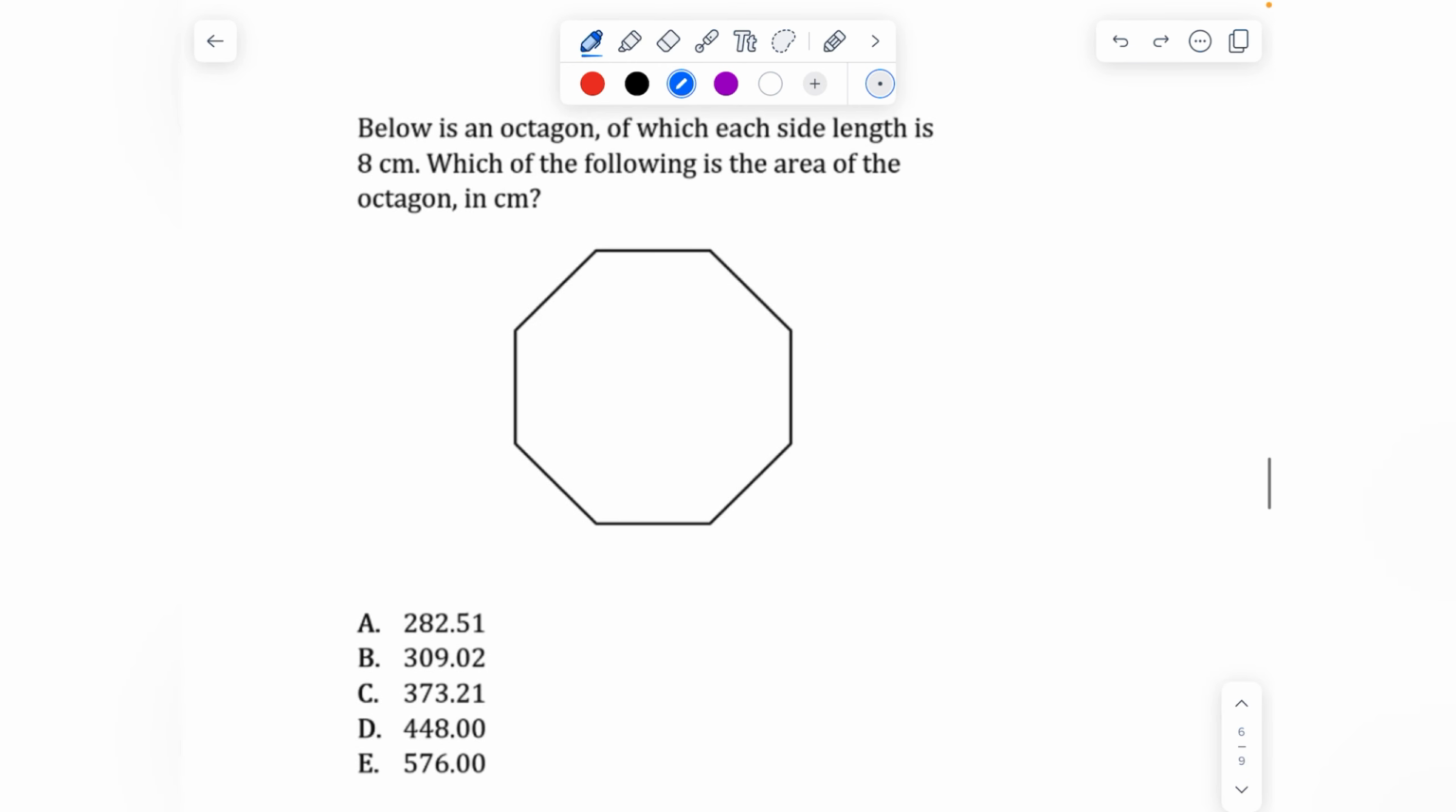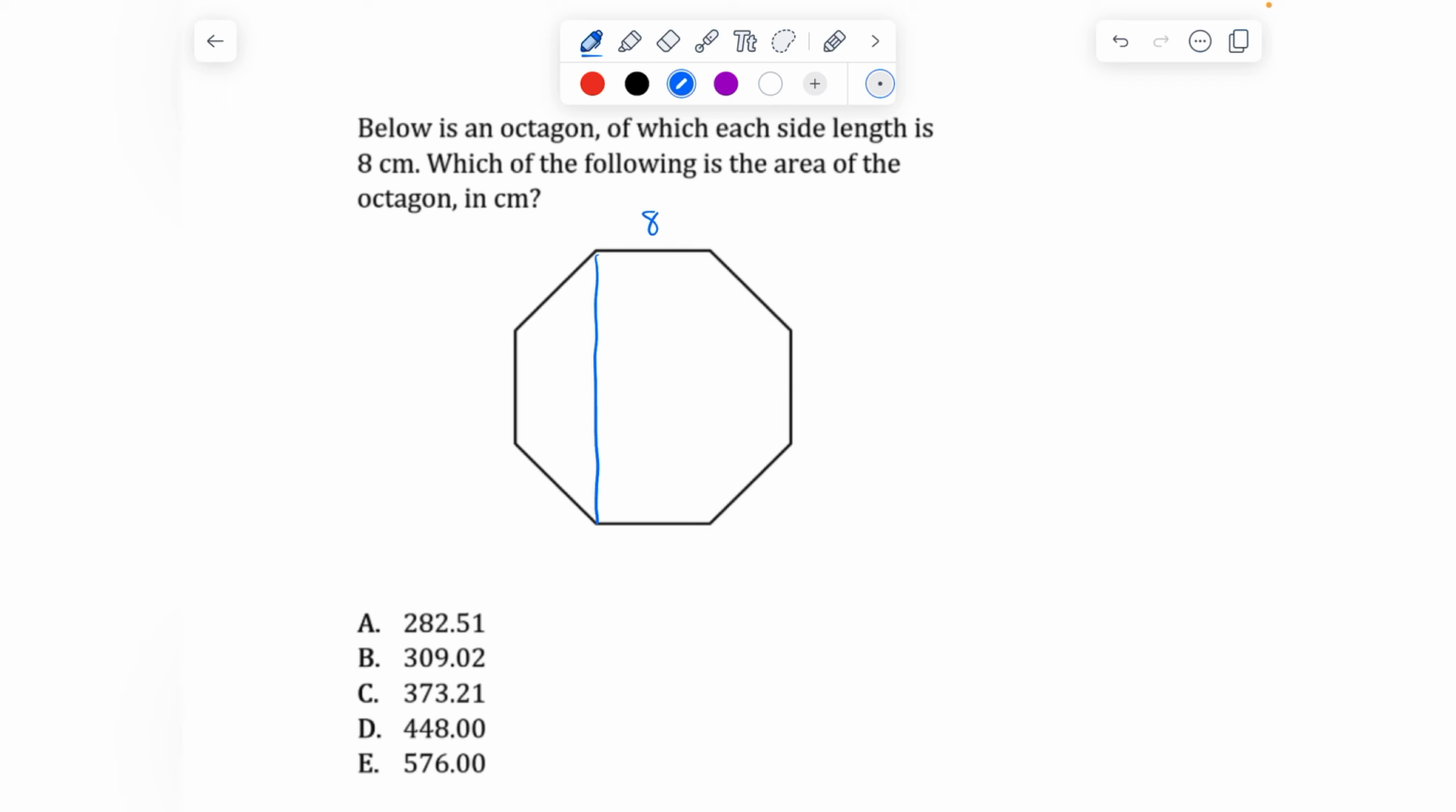Below is an octagon of which each side length is 8 centimeters. Which of the following is the area of the octagon in centimeters? Okay, so each side length is 8, right? So what I'm going to do, if I want to find the area, I want to split this into shapes that are more manageable. There's a couple ways to do that.